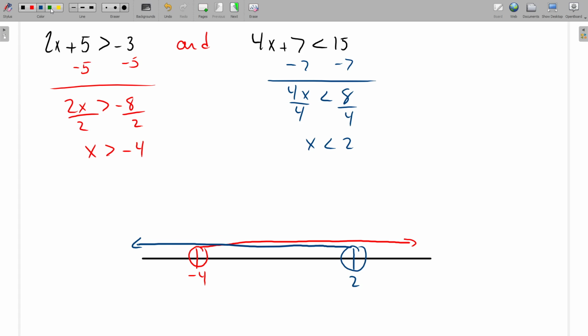So now we get to look at the new thing, the compound word. So this is an and. So I want to look at where this is true for both, meaning where are my values both greater than negative 4 and less than positive 2. So what I'm looking at graphically is where do the two solutions overlap. So the red and the blue overlap right here in the center between these two open circle points. So my final solution is going to be in green from negative 4 over to positive 2.